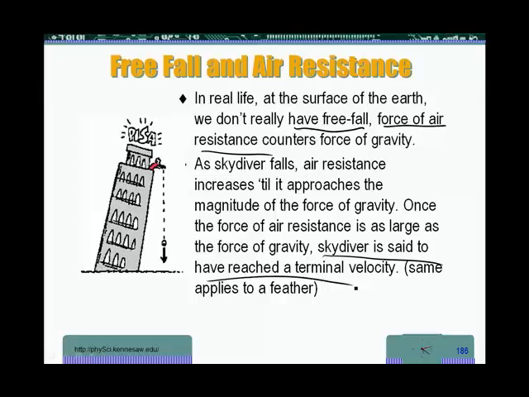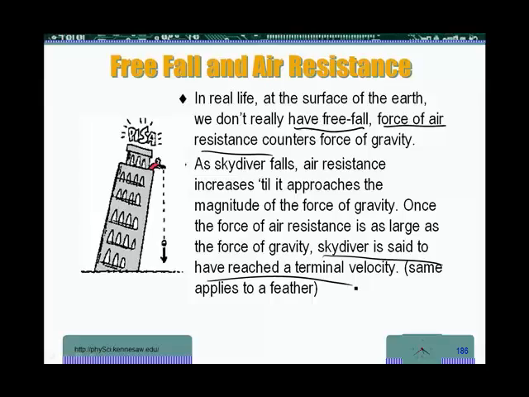What happens is, as skydivers fall and open chutes, they are going to eventually reach a certain velocity that we call terminal velocity, and that's the velocity they continue to fall at, which is a much safer velocity than the velocity they would have if there were no air resistance.